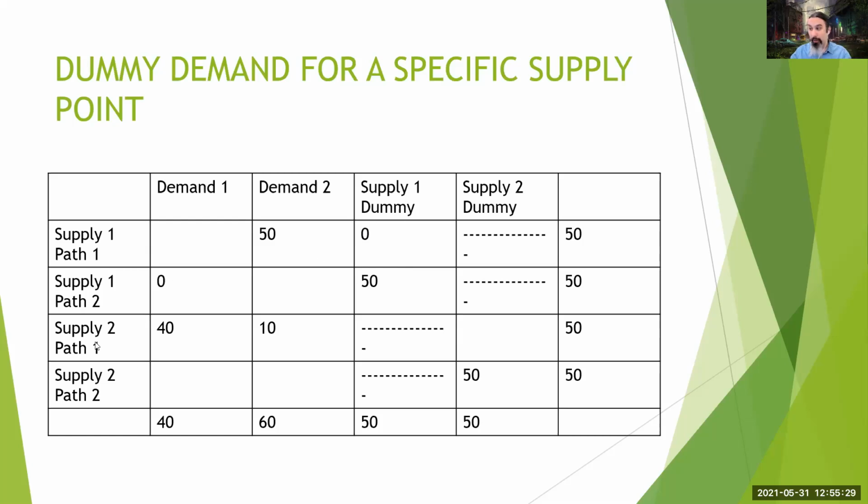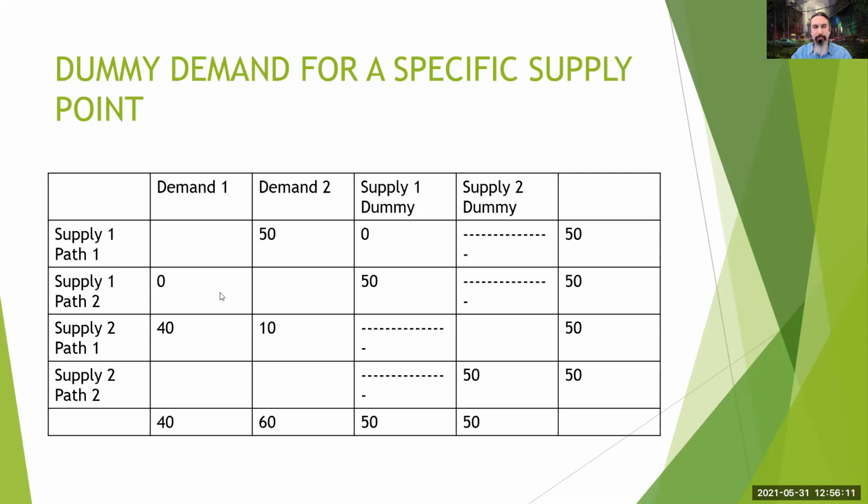Now, what about supply point 2? Supply 2, path 1 sends 40 to demand 1 and 10 to demand 2. Nothing goes to dummy 2, and everything from supply 2, path 2 goes to dummy. So these dummy points are only created for these specific supply points. They are not universal. They are not all encompassing. They are just for this supply point, so that this total will not be 100. This total will stay at 50. Items really sent will stay at 50. And this dummy of 50 will be subtracted from this total. So as you can see, this 50 negates this 50. So this is not being used.